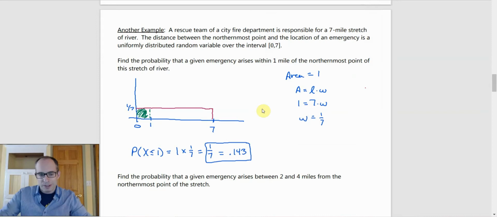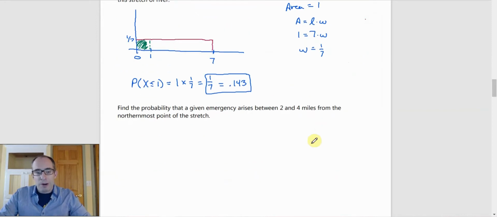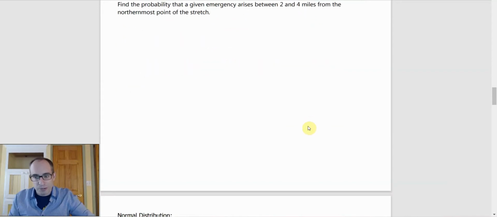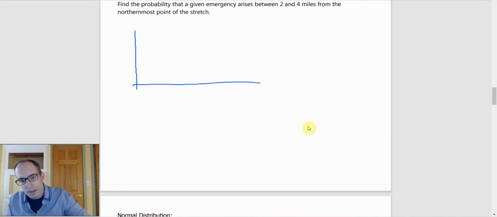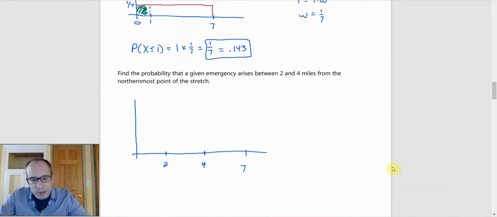Okay, one more. Same example, but the emergency arises between 2 and 4 miles from the northernmost point. Okay? I got a lot of space this time, so I'm going to make a nice big picture. So once again, we got to go out to 7. And we're going to need 2 and 4, so I think, let's see, 2 is maybe here, 4 is maybe there. I guess 7, this is not quite to scale. That 7 should be a little farther out, but that's all right.